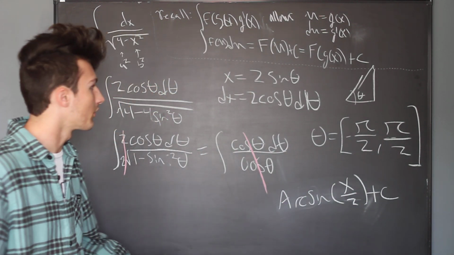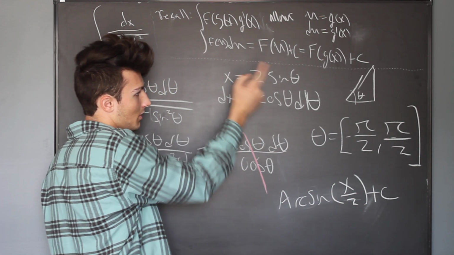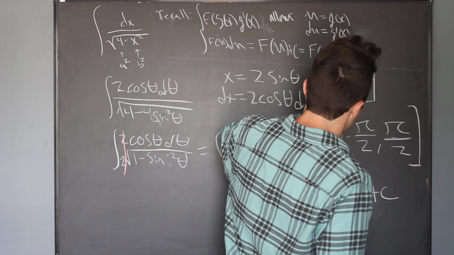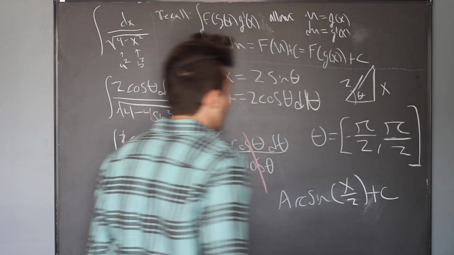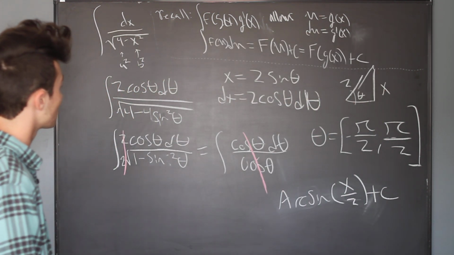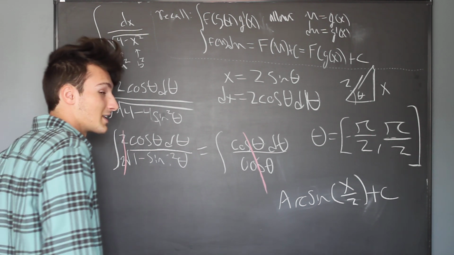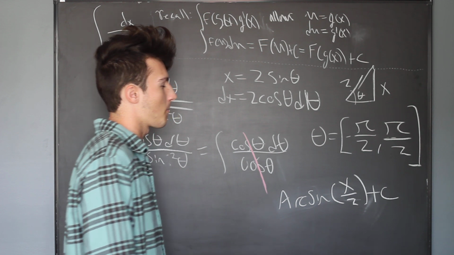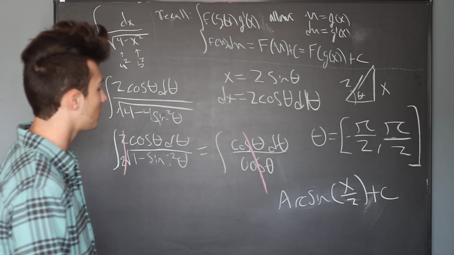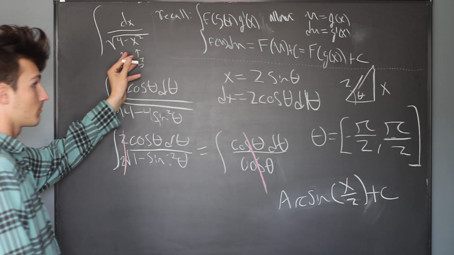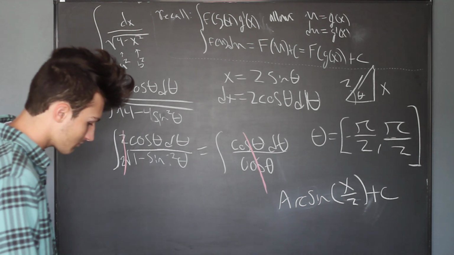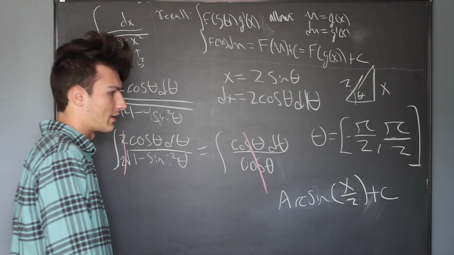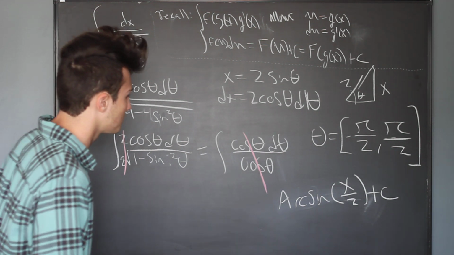So opposite over hypotenuse, opposite over hypotenuse. I hope I said that right. X over 2, sine, opposite over hypotenuse. I said that right. And so you could solve for this one, and that should be square root of 4 minus x squared, which happens to be that. And it should always work out that way, I think. Don't hold me to that, though.